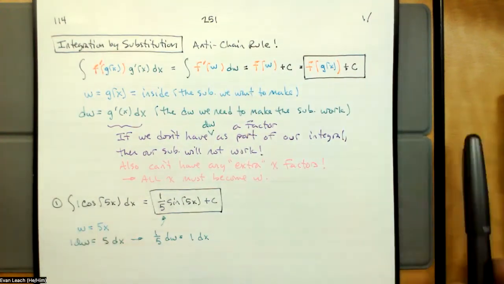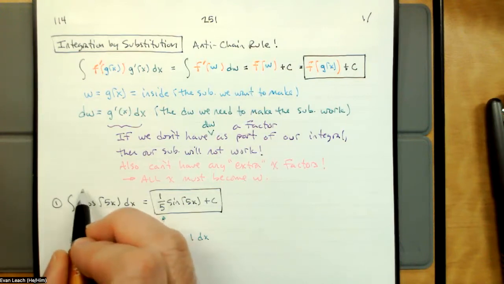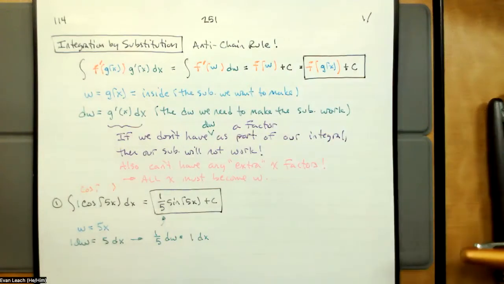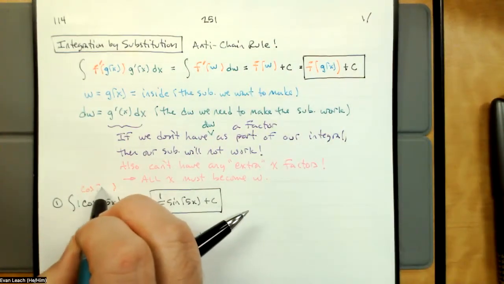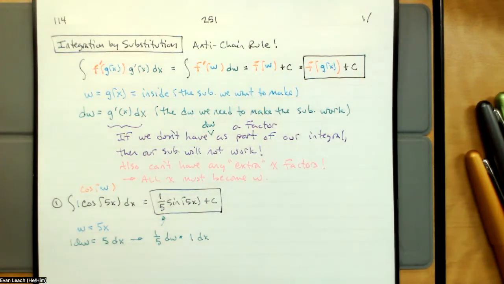This integral also highlights what we're actually integrating. The f prime here is cosine of w. Three things that we're identifying: the substitution that we want to make, the dw that we need to make that substitution work, and the function that we're actually integrating. Three things.